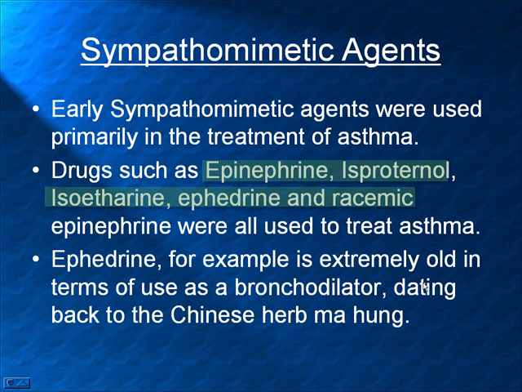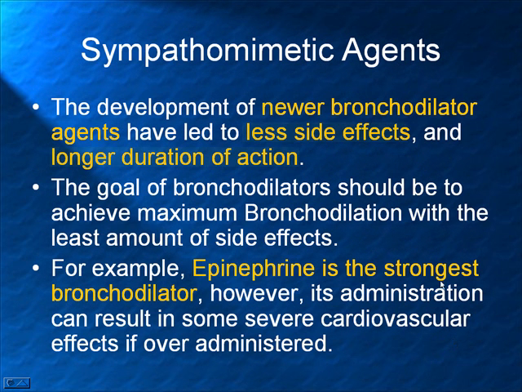Our early sympathomimetic agents were used primarily in the treatment of asthma, and drugs such as Epinephrine, Isoproterenol, Isoetharine, Ephedrine, and Racemic epinephrine were all used to treat asthma. Ephedrine, for example, is extremely old in terms of use as a bronchodilator, dating back to the Chinese herb Ma Wang. With the development of newer bronchodilator agents, what we see today are less side effects and longer duration of action, both very desired effects when we talk about delivering medication.